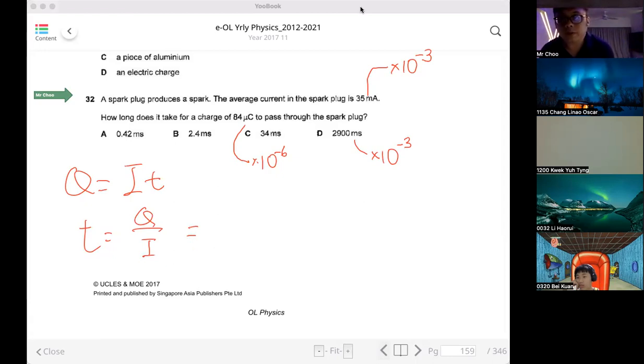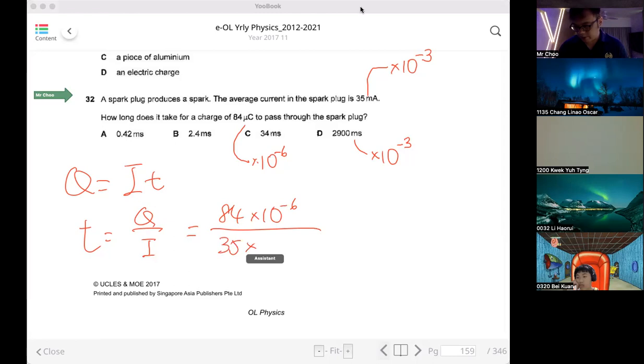Okay, Pei Kuan well done, Yu Fen well done, Oscar well done, Qiao Xing, Yu Ting incorrect, Qiao Xing correct, well done. Okay, so let me go through this with you. The Q in this case is 84 times 10 to the power minus 6. The I in this case is 35 times 10 to the power minus 3.